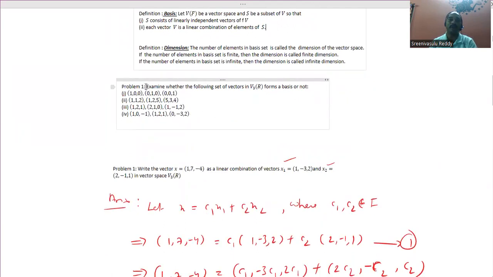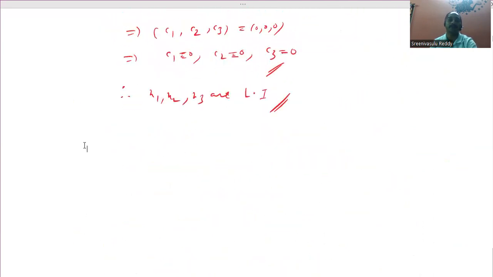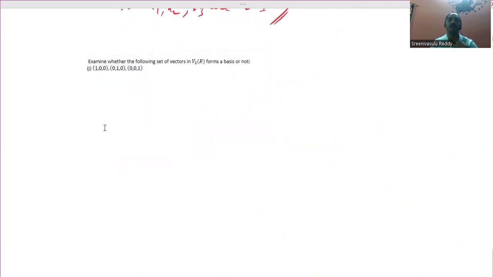Here we have problems. I provide 4 problems. Here I am taking the first problem. I will do 2 problems, and the remaining 2 are your homework. If you have any doubt, contact me. Already we proved this as linearly independent just now. Our intention is to show that 1 0 0, 0 1 0, and 0 0 1, these 3 vectors taken as one set, is a basis.